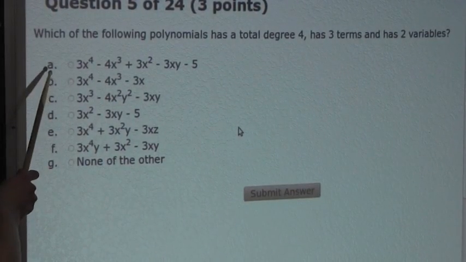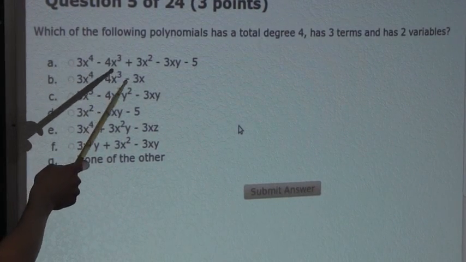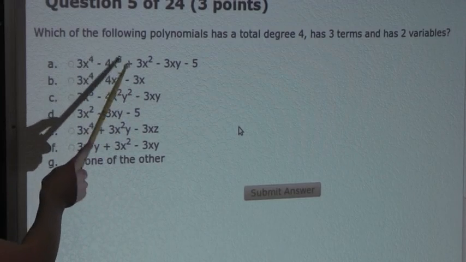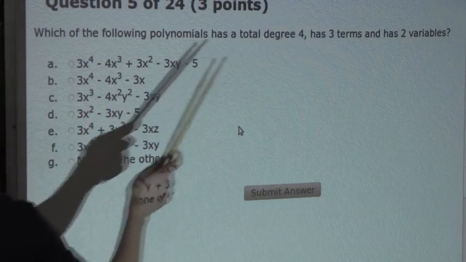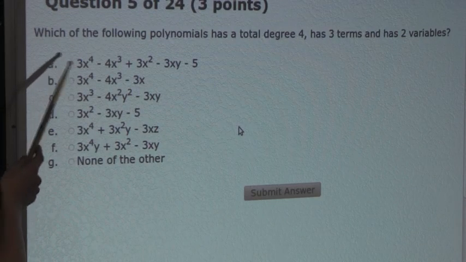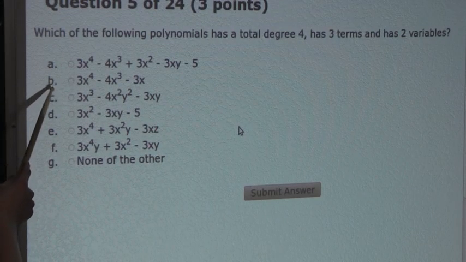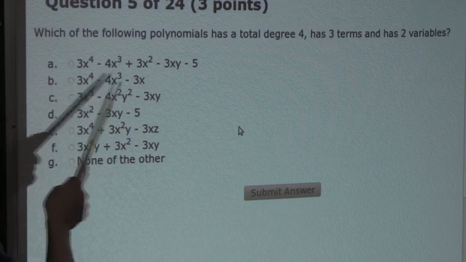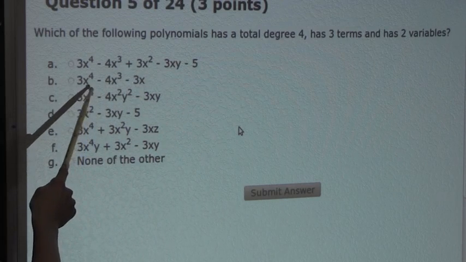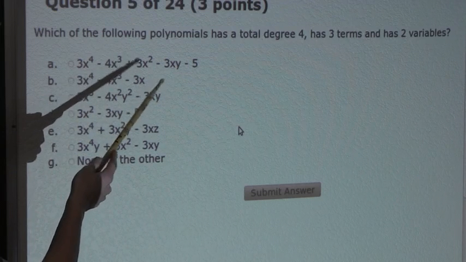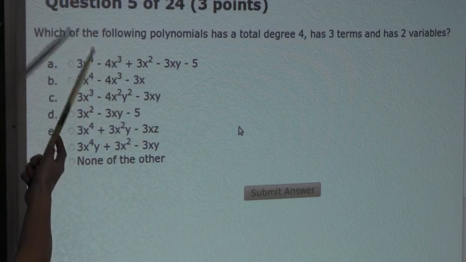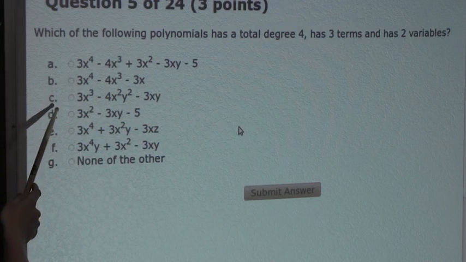So let's look at option A first. Well, we know that this has 1, 2, 3, 4, or 5 terms, but we only want 3 terms. So we know that it cannot be option A. So let's move on to the next one. Option B has 3 terms, which is what we need, but only has x as a variable. So instead of 2 variables, it only has 1, so it is not B either. So let's move on to C.